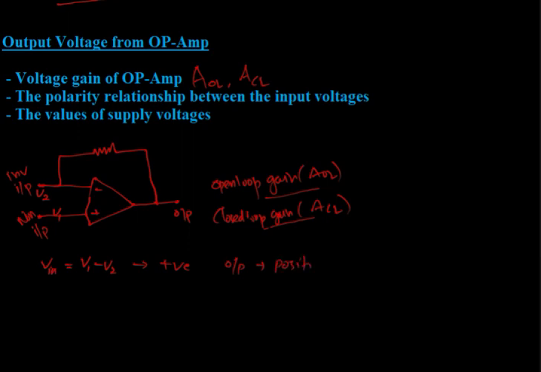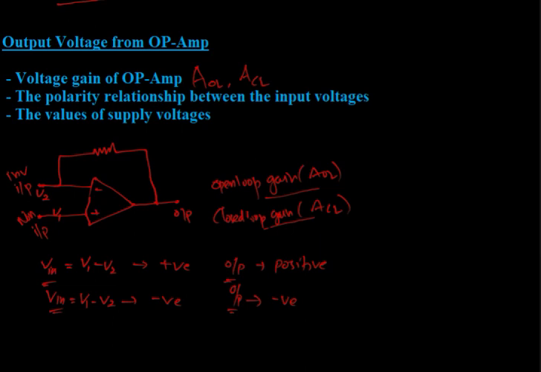This means that the input voltage and output voltage are in phase. When V in, that is the difference V1 minus V2, is negative, then the output voltage will be negative. That means the output voltage and input voltage are out of phase. So the polarity relationship between the input voltages, that is V in, determines the polarity of the output voltage.